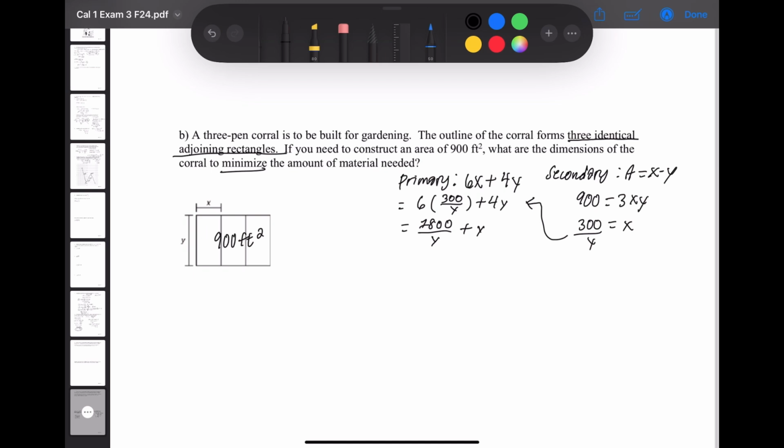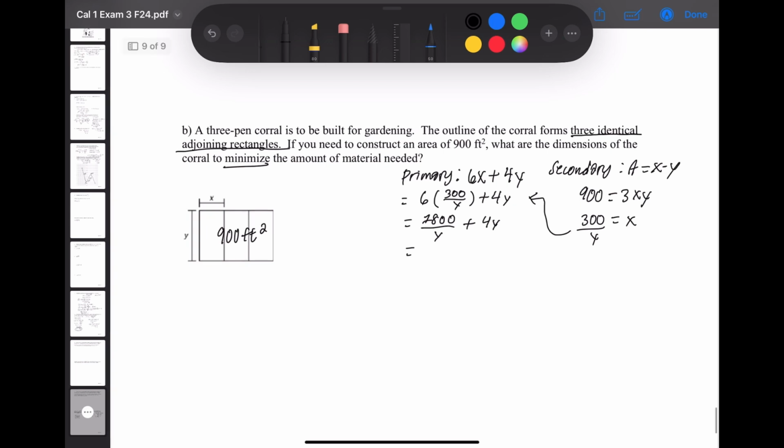So we have 4y. So this is our P, sorry, perimeter. So now this is where we derive it. And now we set our derivative equal to 0 so that we can find our dimensions.